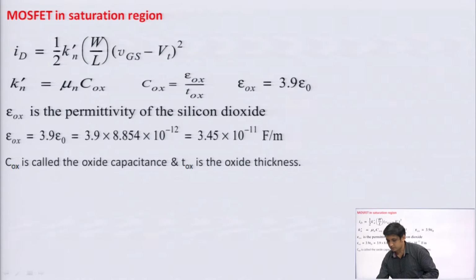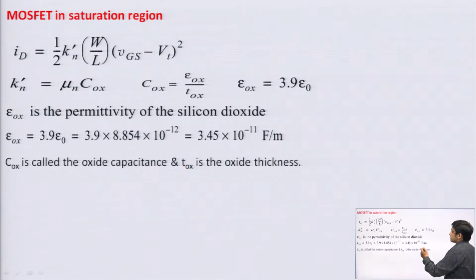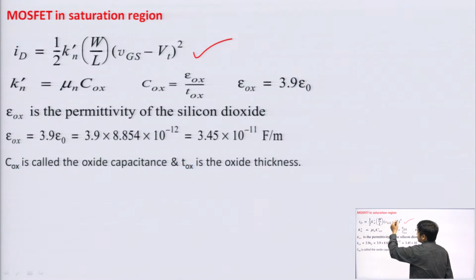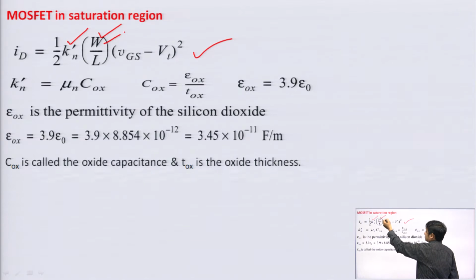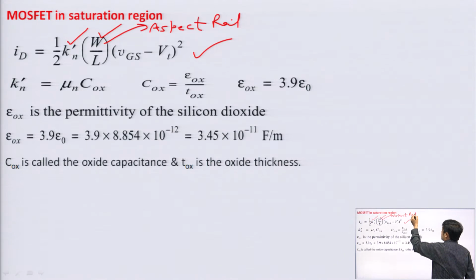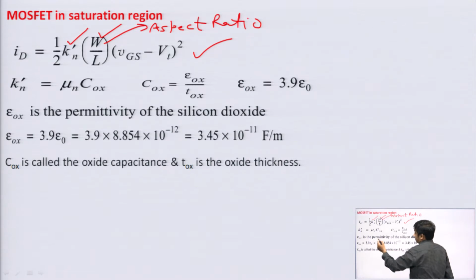So, for MOSFET in saturation region, the drain current equation is 1 by 2 Kn dash W by L into VGS minus VT whole square. This Kn dash is called process transconductance parameter. This W by L is called aspect ratio. W is the width of the channel, L is the length of the channel, and Kn dash is mu n into COX.